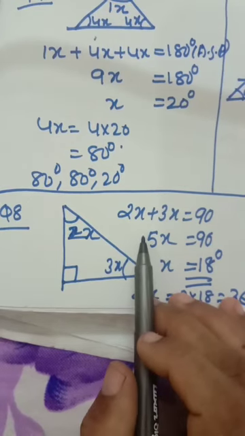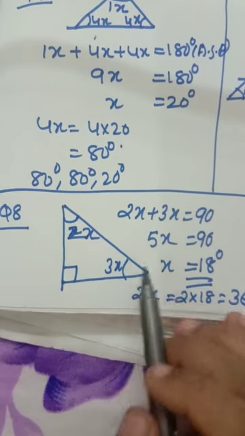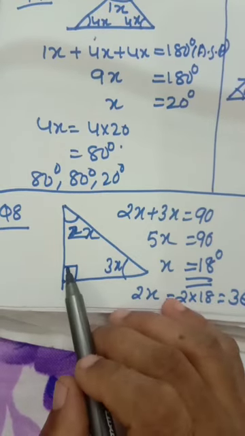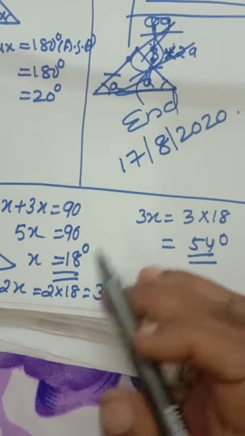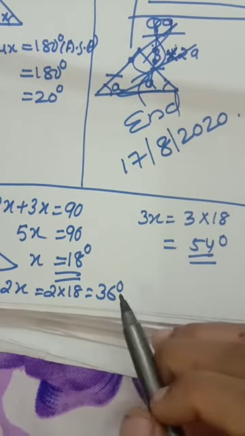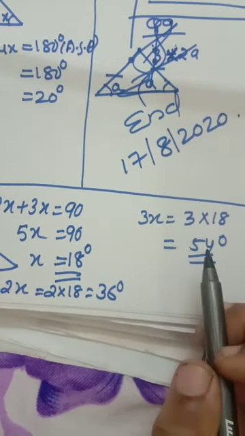Question number 8. In a right angled triangle, meaning one angle is 90 degrees, the two acute angles are in the ratio 2:3. That means 2x and 3x. One of the angles is 90, then the sum of the other angles should be 90 degrees. I already told you, you will get x equal to 18. Put the value in. Clear? 36 and 54.